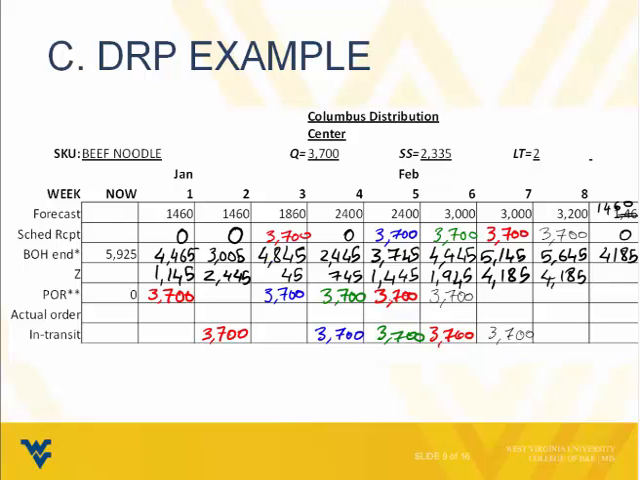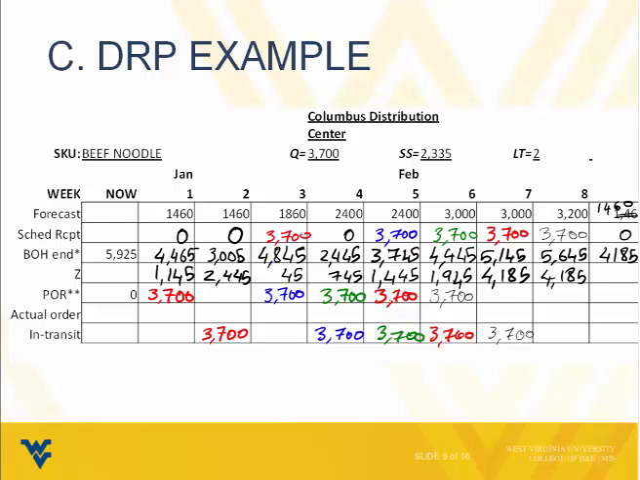So a full DRP example is where you would have the DRP table for every single SKU, and every single SKU would then have a planned order release. And then we would put that entire planned order release together for all of the SKUs, and we would see how much for that particular distribution center.